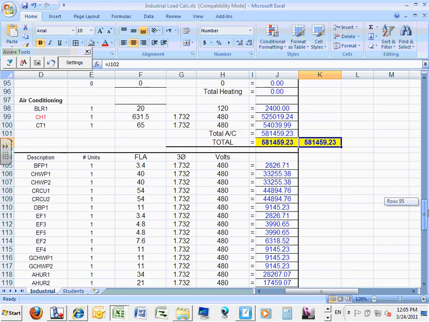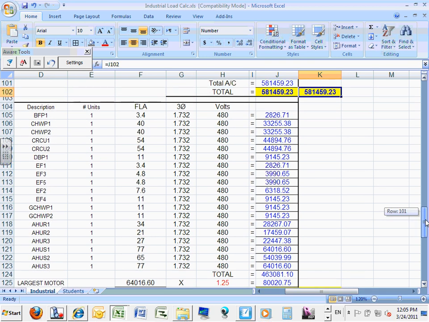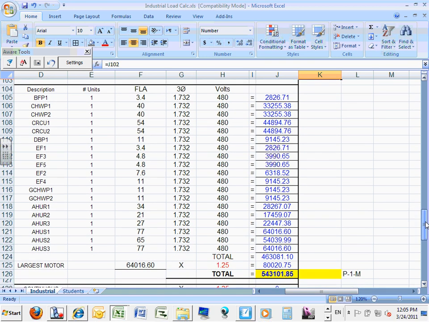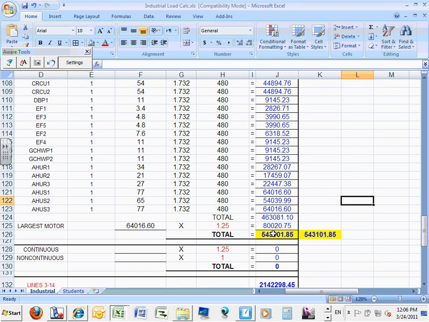Okay, can you do me a favor? Now, the rest of them, the bottom ones, are all my mechanical equipment, the bottom one with full load amps, multiplied by 1.25 over here, and carried over here. So basically this cell will equal this cell on a switchgear. Done. Here's my switchgear.